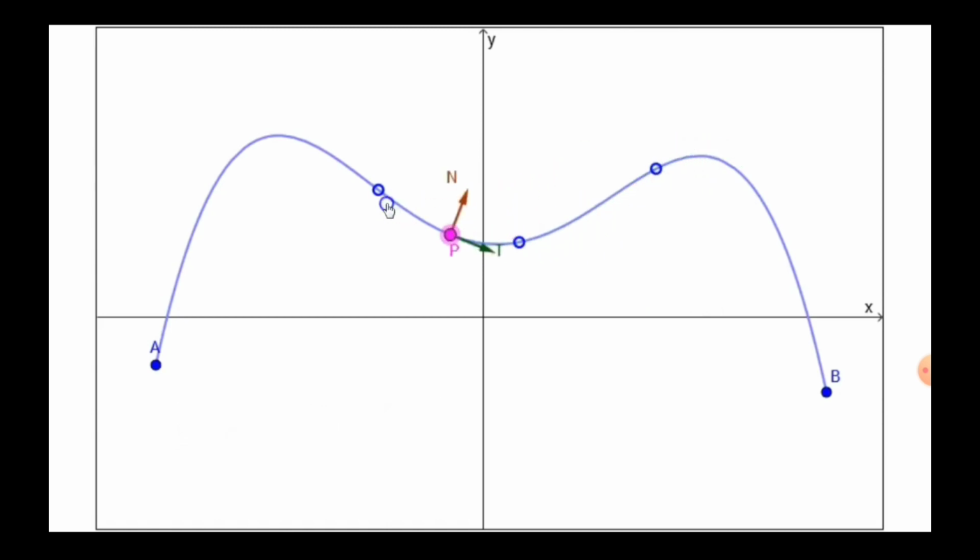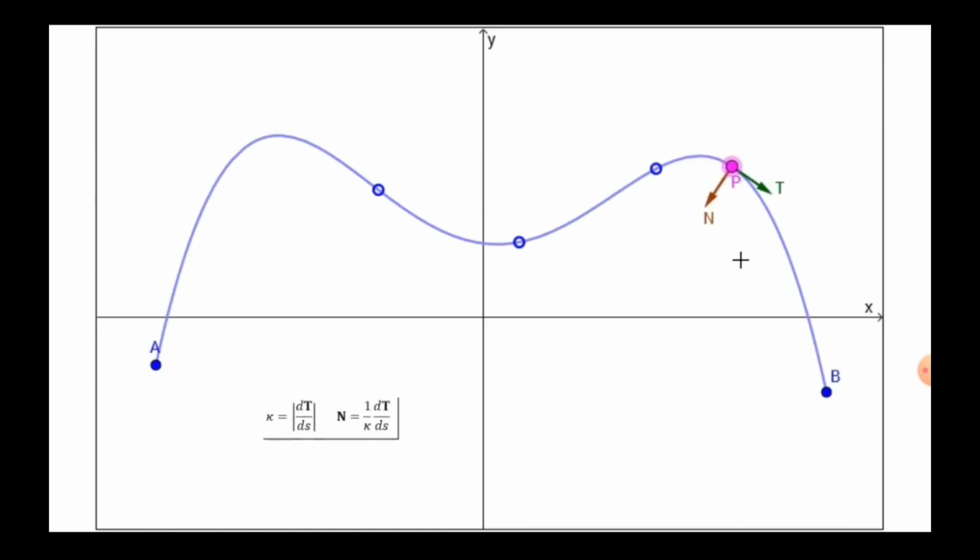How about N? N is also a unit vector, so length 1. It points in the direction of change of T. So as T rotates, N points in the direction of that rotation. And that's going to change depending on where the point P is on the curve. N points in the direction of the rotation of T.